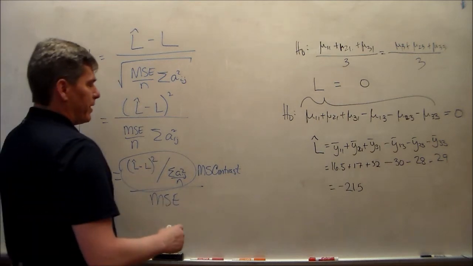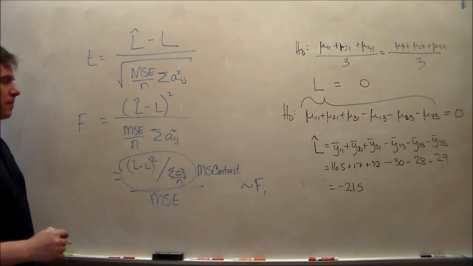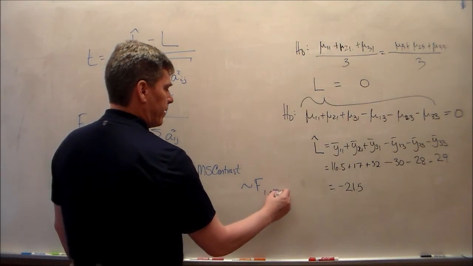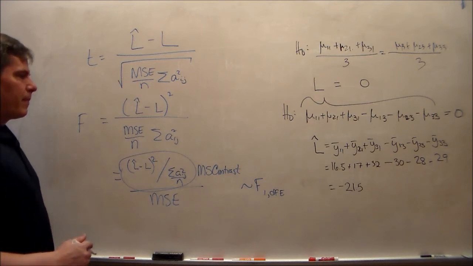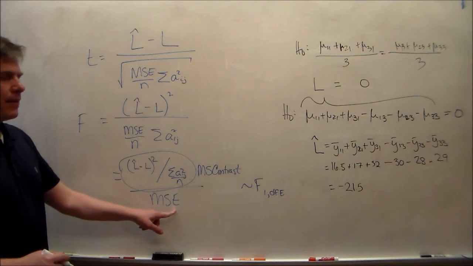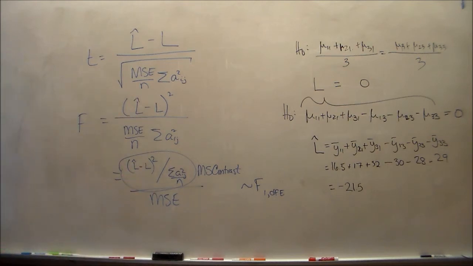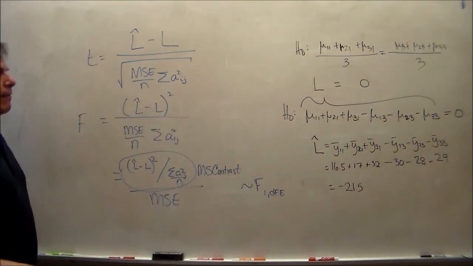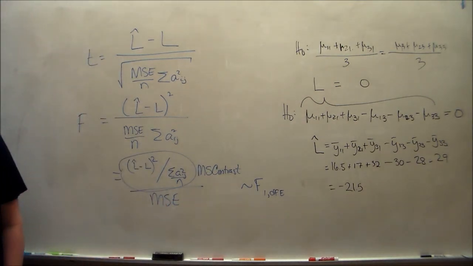This is going to be distributed according to an F with one numerator degree of freedom and a DFE denominator degrees of freedom. Again, the book uses MSW for within. I'm going to use MSE for error because most sources use MSE. How do we know that this is one? Well, when we square a T, make it into an F, it's always a 1. So mathematically, it's got to be 1.